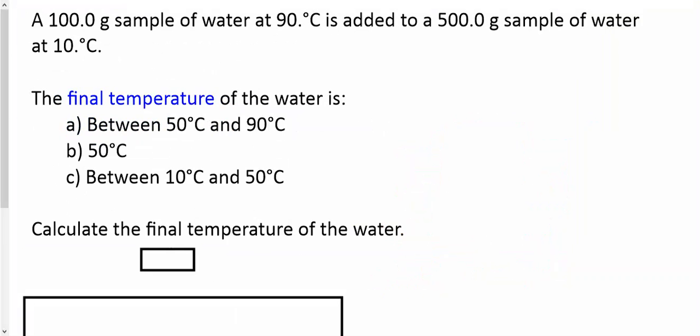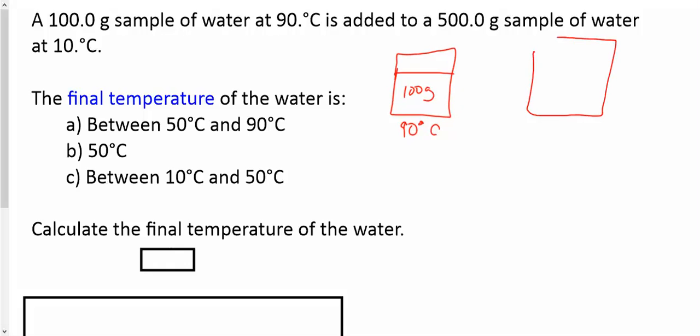Next example, a 100 gram sample of water at 90 degrees is added to a 500 gram sample of water at 10 degrees. So let's draw the picture here. You have 100 grams of water at 90 degrees, and you have a 500 gram sample of water. This is not drawn to scale, obviously, at 10 degrees. What is the final temperature of the water? Well, let's say the warm water, MC delta T of the warm water is equal to MC delta T of the cool water.